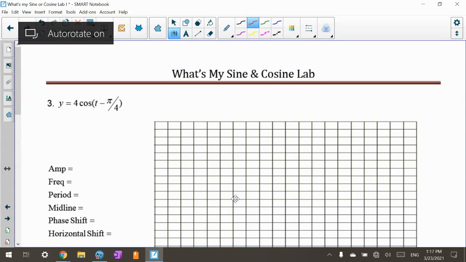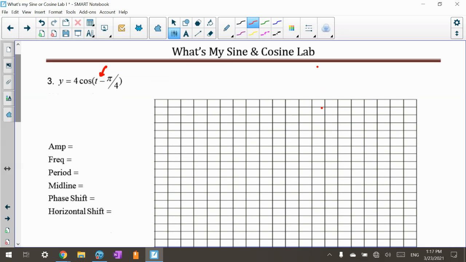This is for pre-calculus. What's my sine cosine lab? Number 3. So this one right here is a trig function, but what makes this one a little bit different is that I have a subtraction inside the parentheses. Now I know if I add or subtract outside the parentheses, that's going to be my midline. So I know y equals 0 is my midline because there's nothing here.